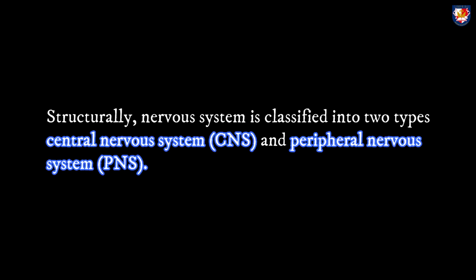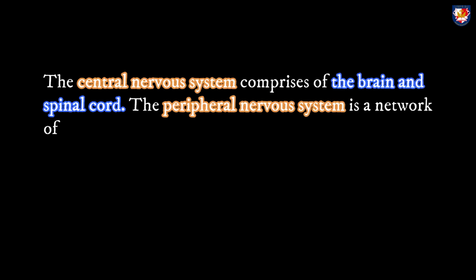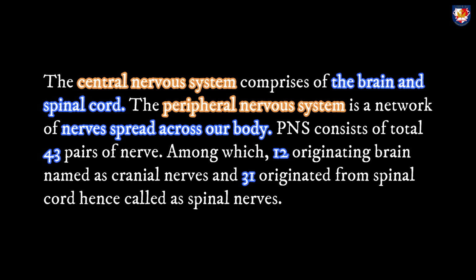Structurally, the nervous system is classified into two types: the central nervous system, or CNS, and the peripheral nervous system, or PNS. The central nervous system comprises the brain and spinal cord. The peripheral nervous system is a network of nerves spread across our body. The PNS consists of a total of 43 pairs of nerves, among which 12 originate from the brain and are named the cranial nerves, and 31 originate from the spinal cord, hence called the spinal nerves.